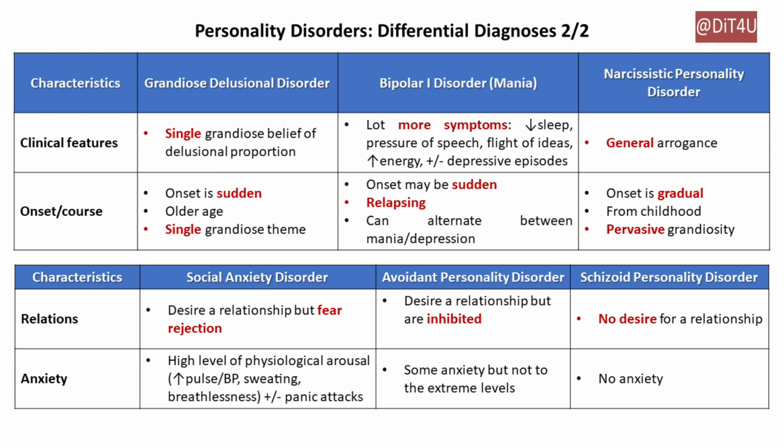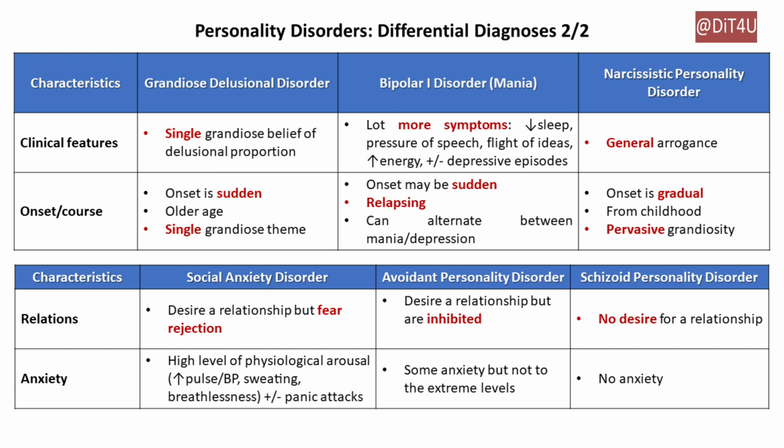Relations in social anxiety disorder, the person desires a relationship, but they fear rejection. They fear making a fool out of themselves. What if the other person does not like me? What if I look like an idiot in front of the other person? So that is the underlying theme in social anxiety disorder. Avoidant personality disorder, they do desire a relationship, but they are inhibited. They don't know how to approach. They avoid going out and approaching people.